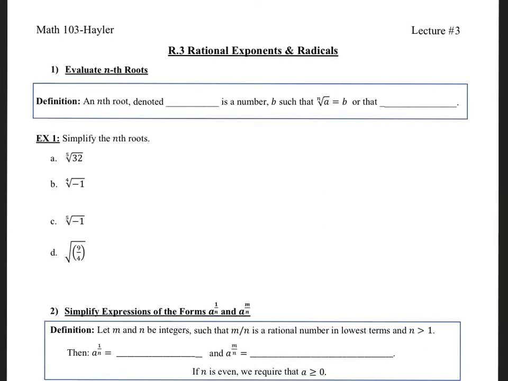Welcome to lecture number 3, R.3, Rational Exponents and Radicals. Okay, so still on the review. So the first thing we're looking at is evaluating nth roots.